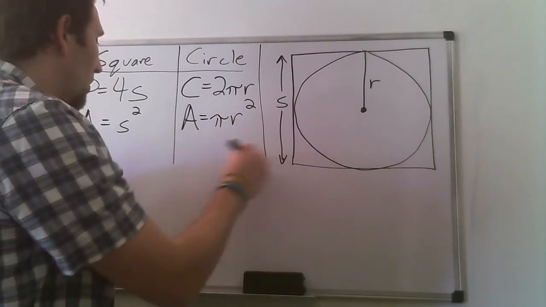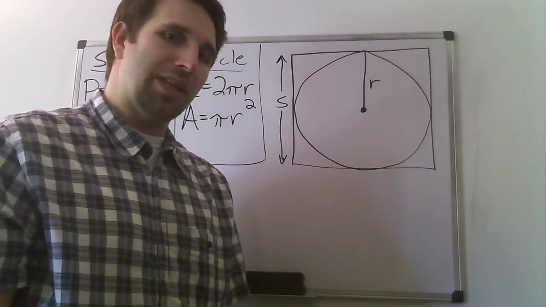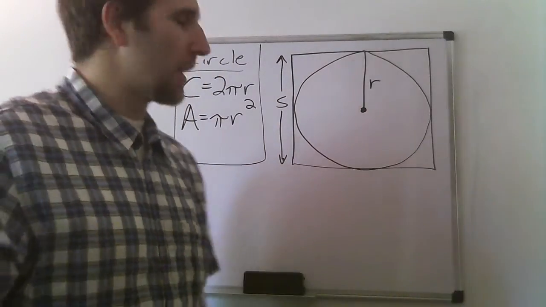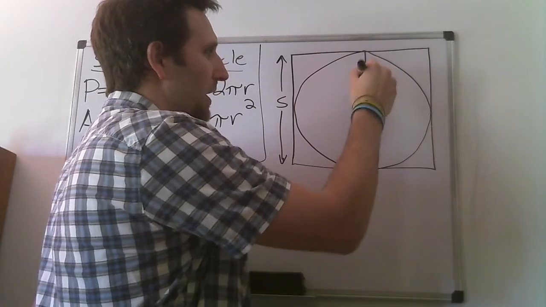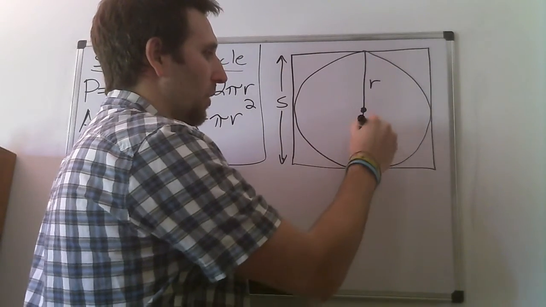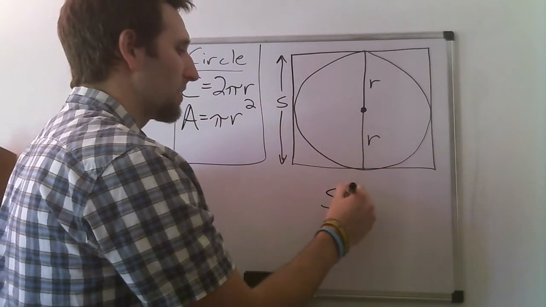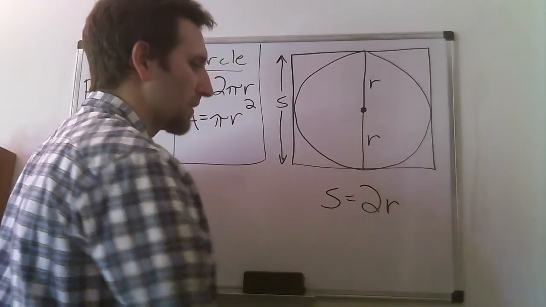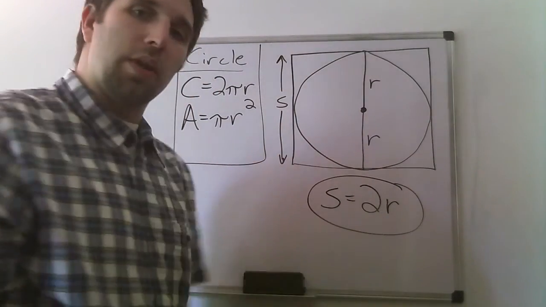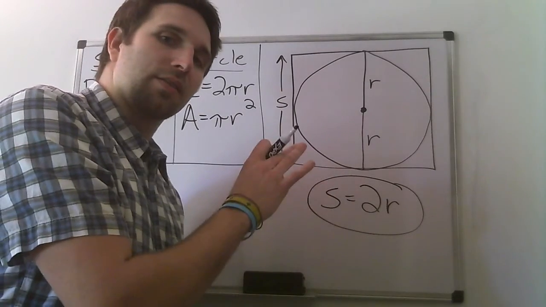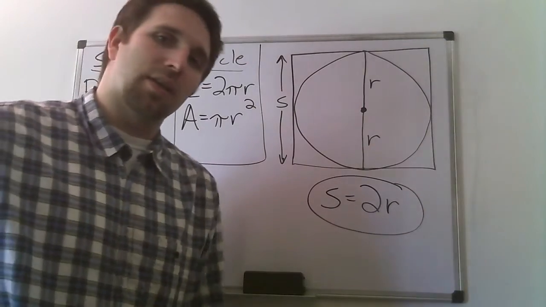Now that we have those, we need to know a way to get between these two shapes. So we need to know how the side is related to the radius. If we look closely here, if this is the radius, then that's the radius, and this is also the radius. So we can come up with a quick relation: the side is just equal to 2 times the radius. And this is what we're looking for. This is how you get between the square and the circle.